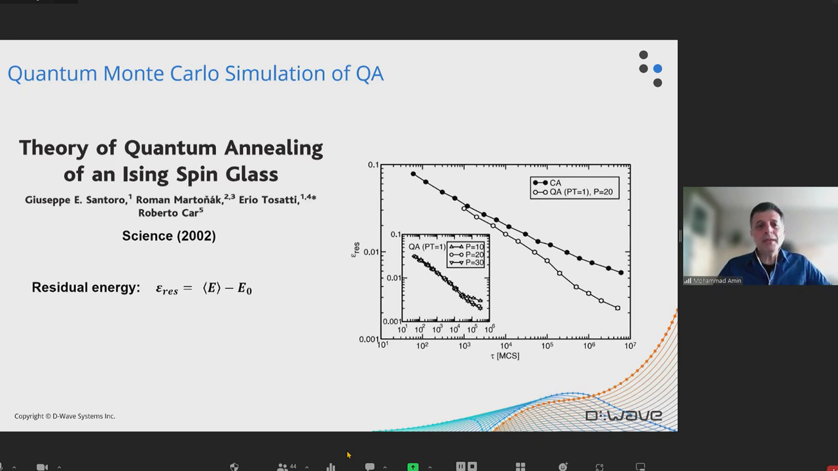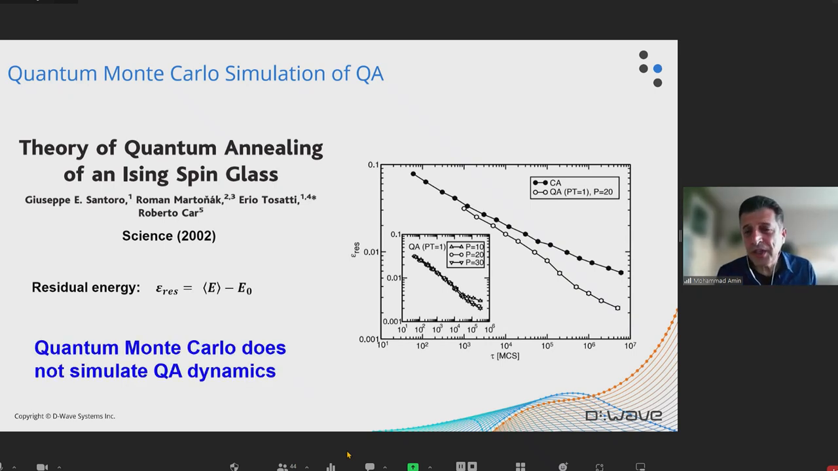Another relevant paper was by Santoro, again, very early in 2000. And this time they used quantum Monte Carlo to simulate annealing. And as I mentioned, quantum Monte Carlo does not simulate the dynamics of quantum annealing, but if you have a quasi-static quantum annealing, you follow equilibrium, and quantum Monte Carlo also follows equilibrium. There are just some similarities.